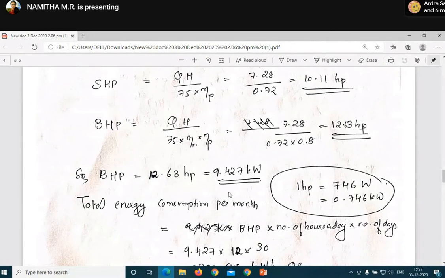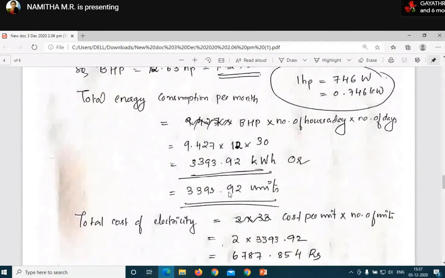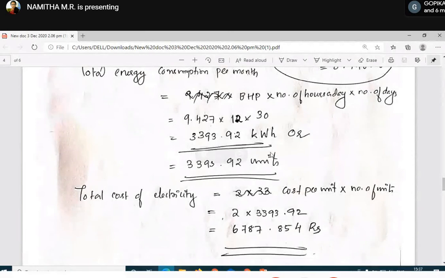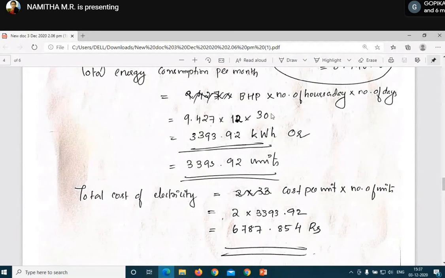You are using the pump for 12 hours in 30 days. So 12 into 30 into the brake horsepower that you have calculated. So you'll get the total energy consumption in kilowatt hour. Kilowatt hour, you will get the unit. 1 kilowatt hour is known as 1 unit of electricity. So it can be otherwise written as units.